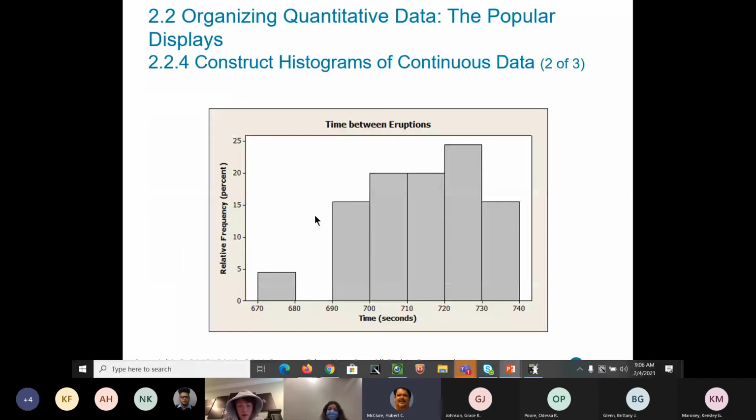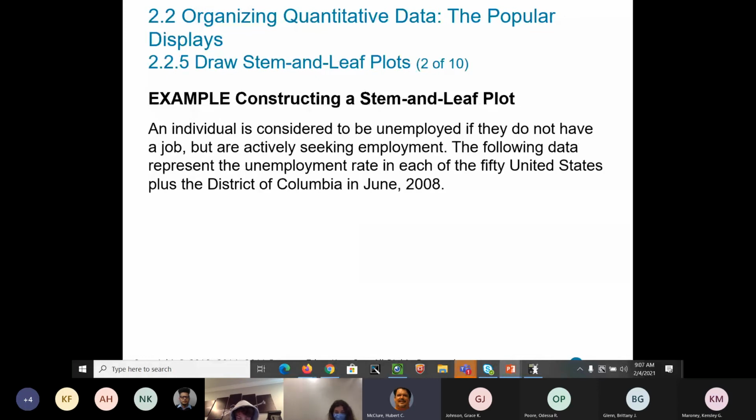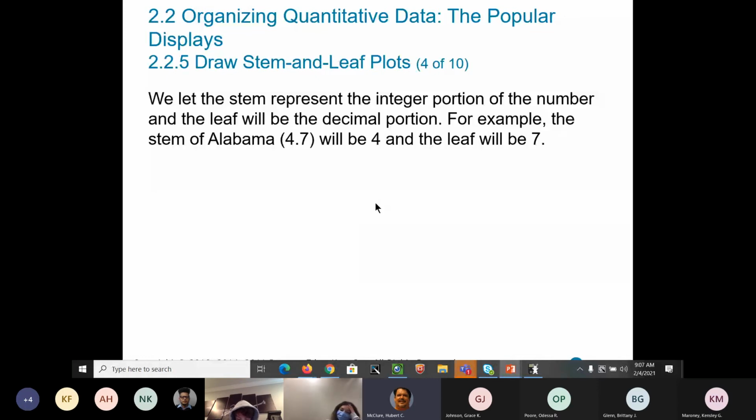Okay, let's write down stem and leaf. Write down stem and leaf. And what is a stem and leaf? This is a standardized test question. It is not a Hubert question on the test, but you might see it. Let me see if I can just show you a stem and leaf right quick. There. That's a stem and leaf.